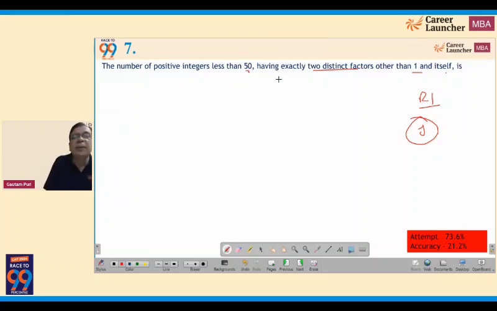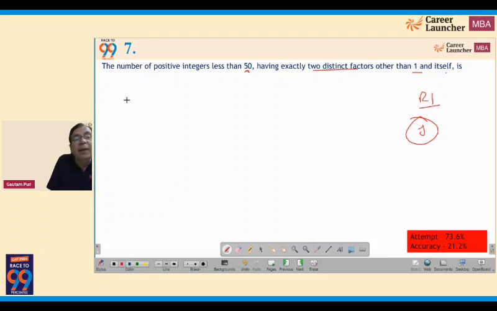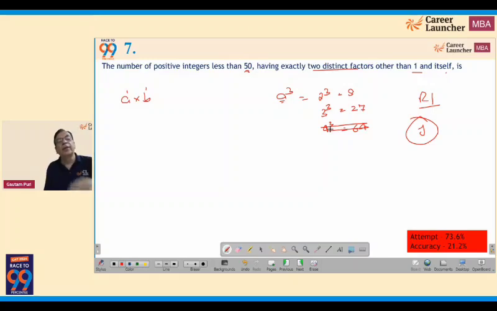Okay. So let's start doing that. Number of positive integers less than 50 having exactly two distinct factors. If it has to have exactly two distinct factors, that means A into B or A cube. Isn't it? If the power is 1, the number of factors are going to be 2 into 2, 4. Similarly, out here, the number of factors will be 4. Okay, so what are the possibilities? 2 cube, 3 cube. 2 cube is 8, 3 cube is 27. What is 4 cube? 64. It is more than 50. So, 2 cases here. And A into B, let's start writing down the cases.